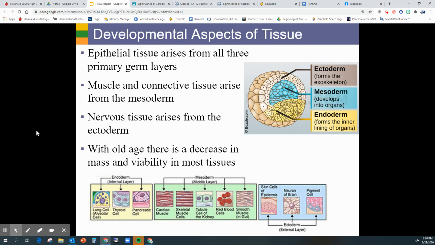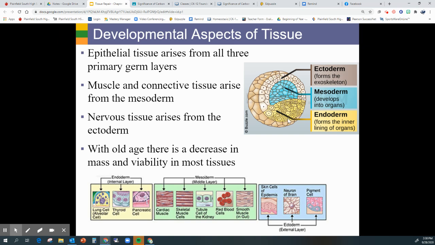Last little bit here, and this is the last slide for this unit, is just developmental aspects of tissue. So when we start to form from that zygote, that initial cell, and start to grow into what we call a blastula, that blastula is multiple thousands and millions of little cells. Those cells start to dive in on each other and start to form a tube, and then that forms layers. So there are three basic layers. There's an ectoderm, a mesoderm, and an endoderm.